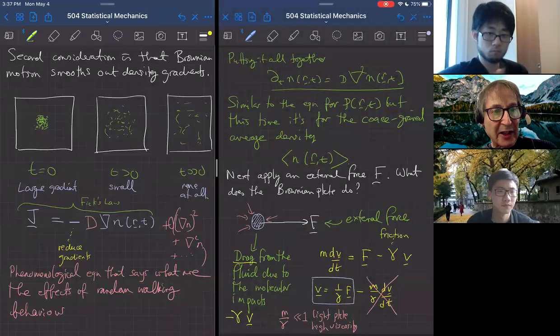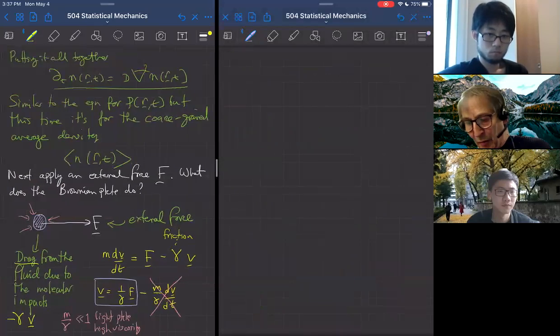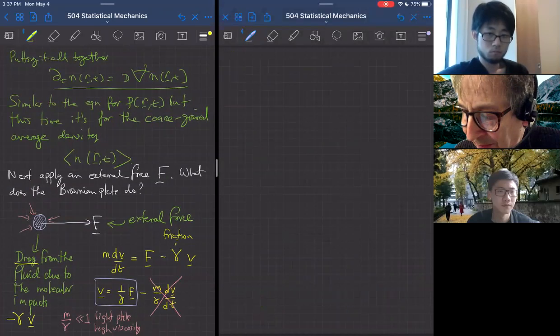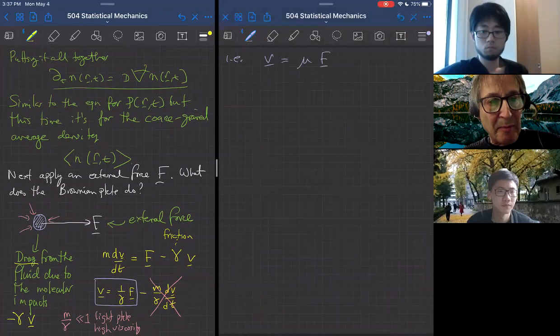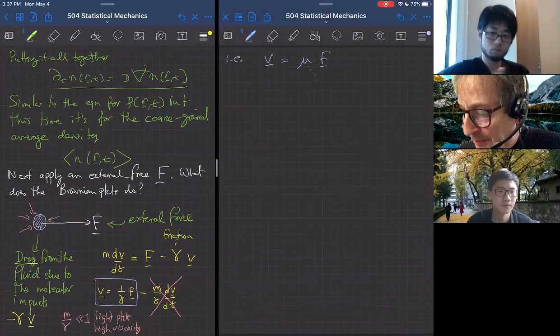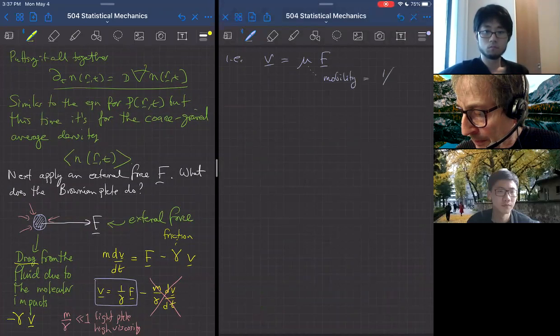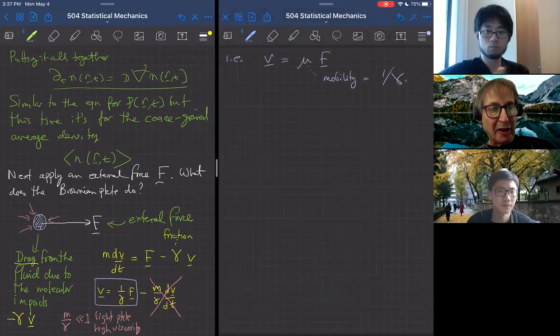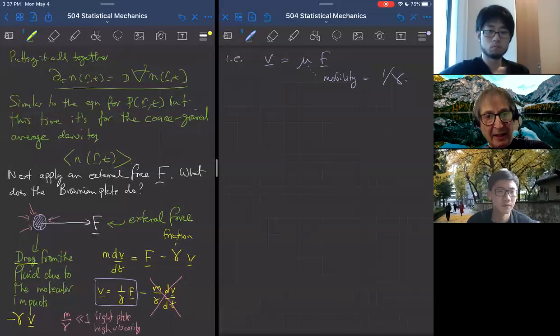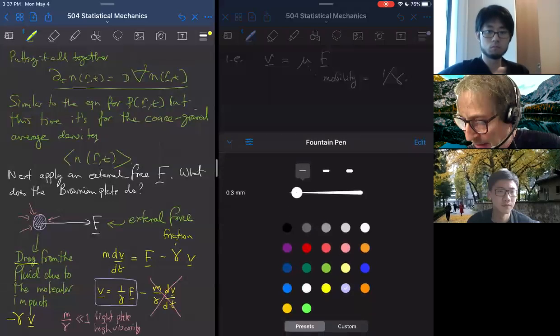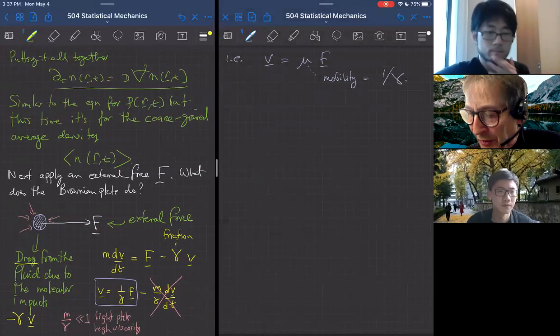And so it just simply says that the velocity of the particle is proportional to the force. And so we can write down that the velocity is proportional to the force, and the coefficient of proportionality is mu, and that's called the mobility. And that's just 1 over the friction coefficient. Okay, so then we have to ask, what is going to be the current density due to the force?